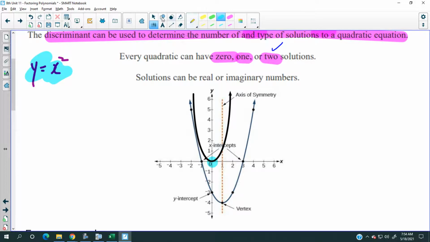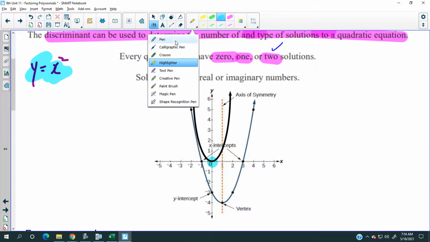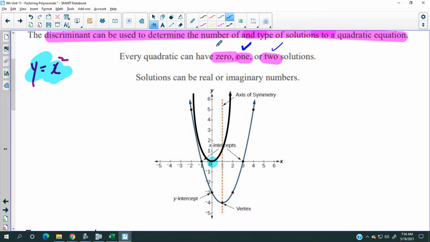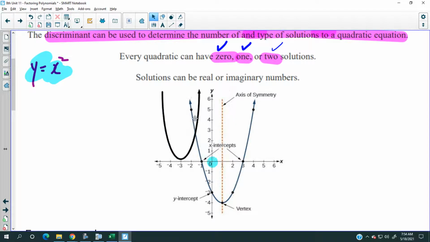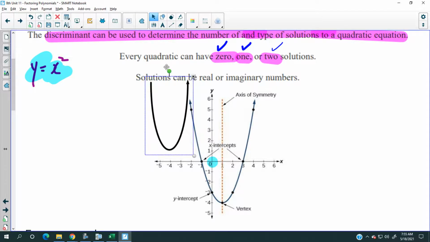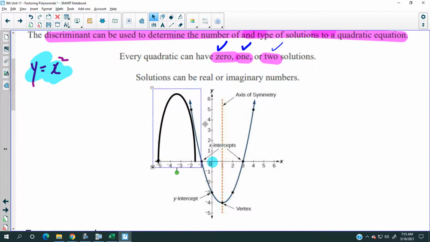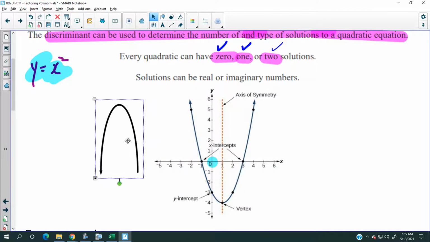Now, what would a no-solution graph look like? Because that was one solution that we were talking about. So what does a zero solution look like? A zero-solution answer would be something like this, where the graph is not even touching the x-axis. You see that, right? It could be up here, it could be over here, it could turn upside down like this and be down here somewhere. So that's a zero-solution question, okay?